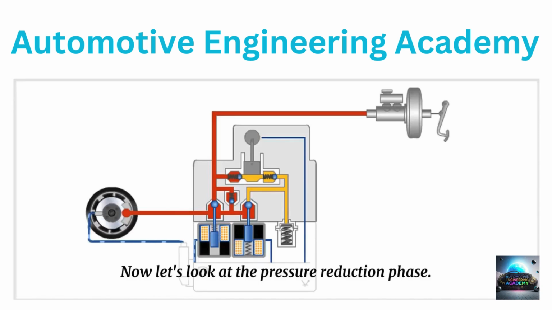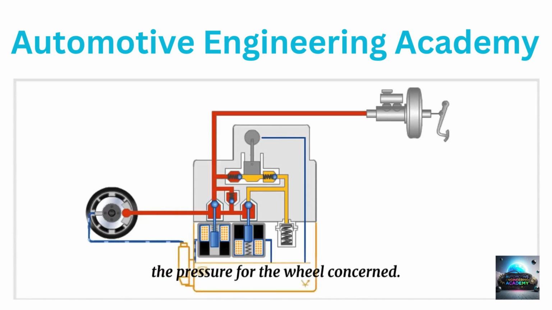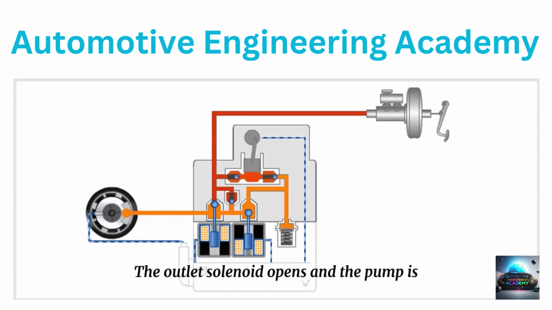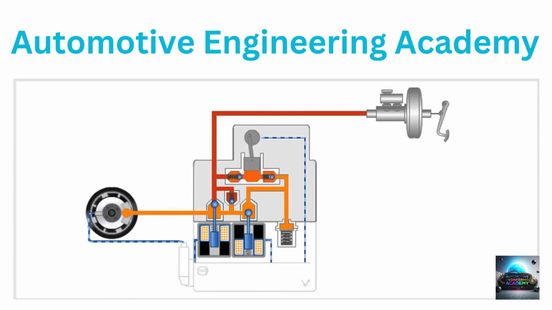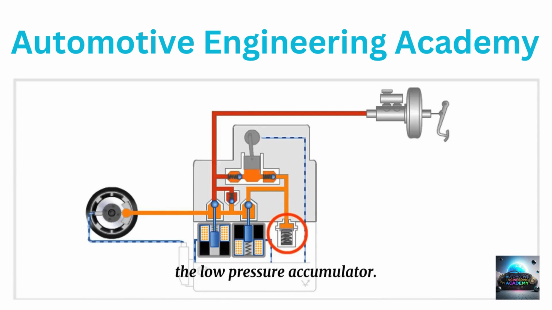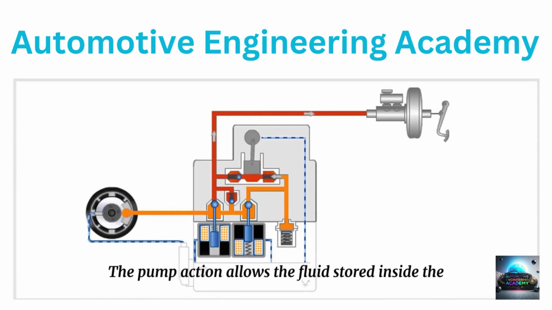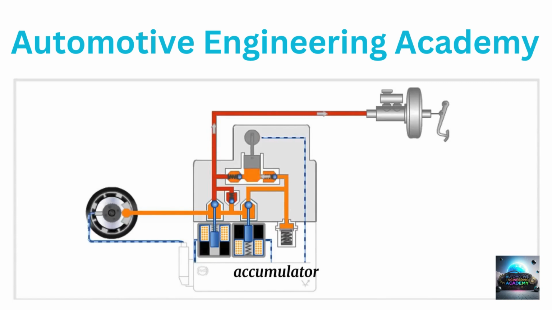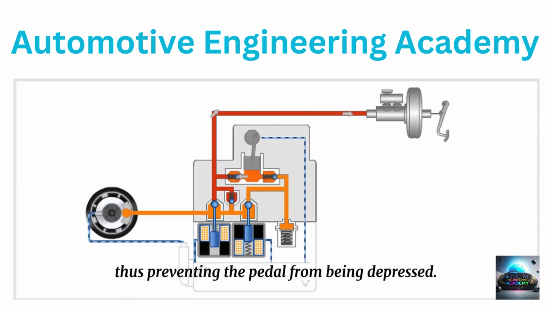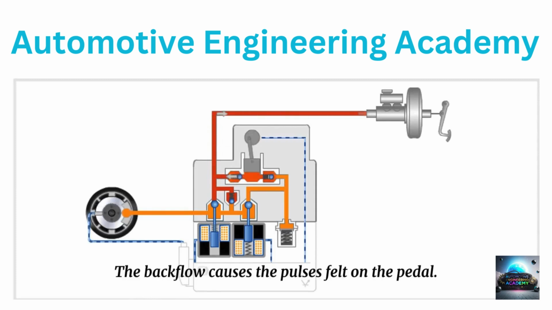Now let's look at the pressure reduction phase. If the wheel starts to lock, the computer reduces the pressure for the wheel concerned. The inlet solenoid remains closed, the outlet solenoid opens and the pump is activated. The drop in pressure is instantaneous, thanks to the low pressure accumulator. The pump action allows the fluid stored inside the accumulator to flow back to the master cylinder outlet circuit, thus preventing the pedal from being depressed. The backflow causes the pulses felt on the pedal.